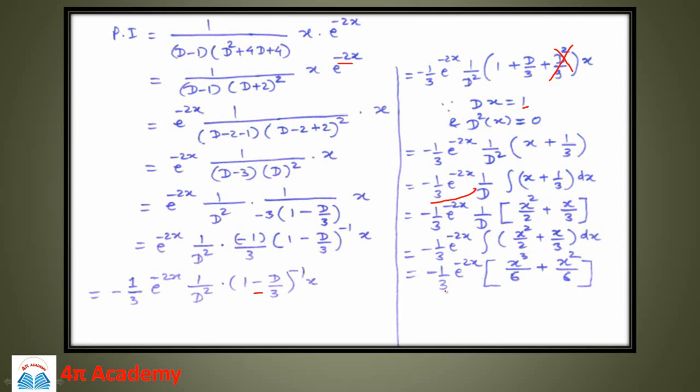So this factor is as it is, and the integration of this will be x cube by 3 into 2, so it is 6, plus here it is x square by 2, and that 2 into 3 is 6. So this is our particular integral.